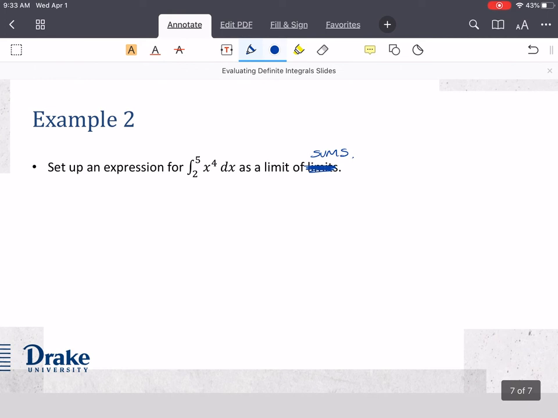So now first let's calculate delta x, which is the width of each rectangle. That's always b minus a over n. I know that b is 5 and a is 2, over n. So we have 3 over n to be the width of each rectangle.